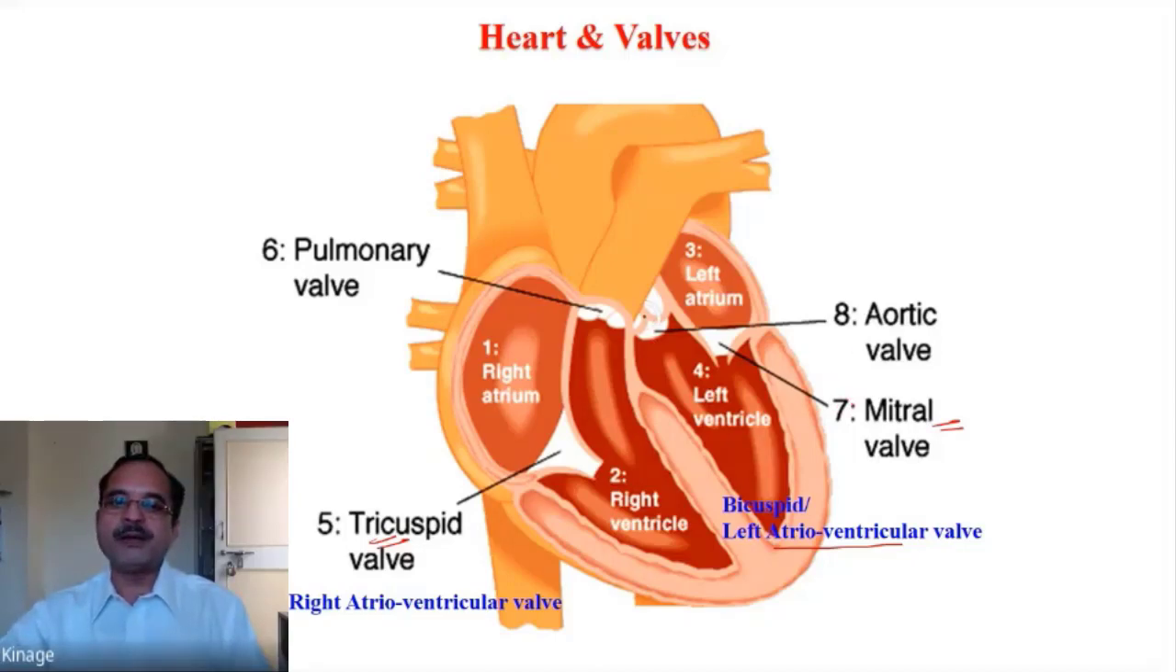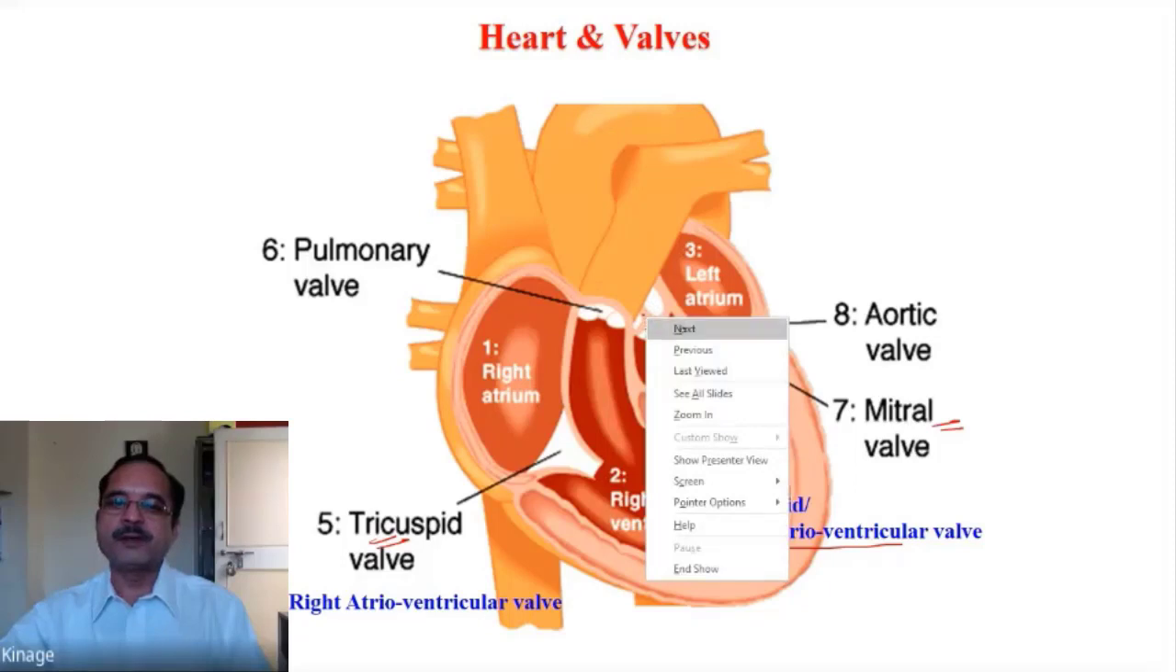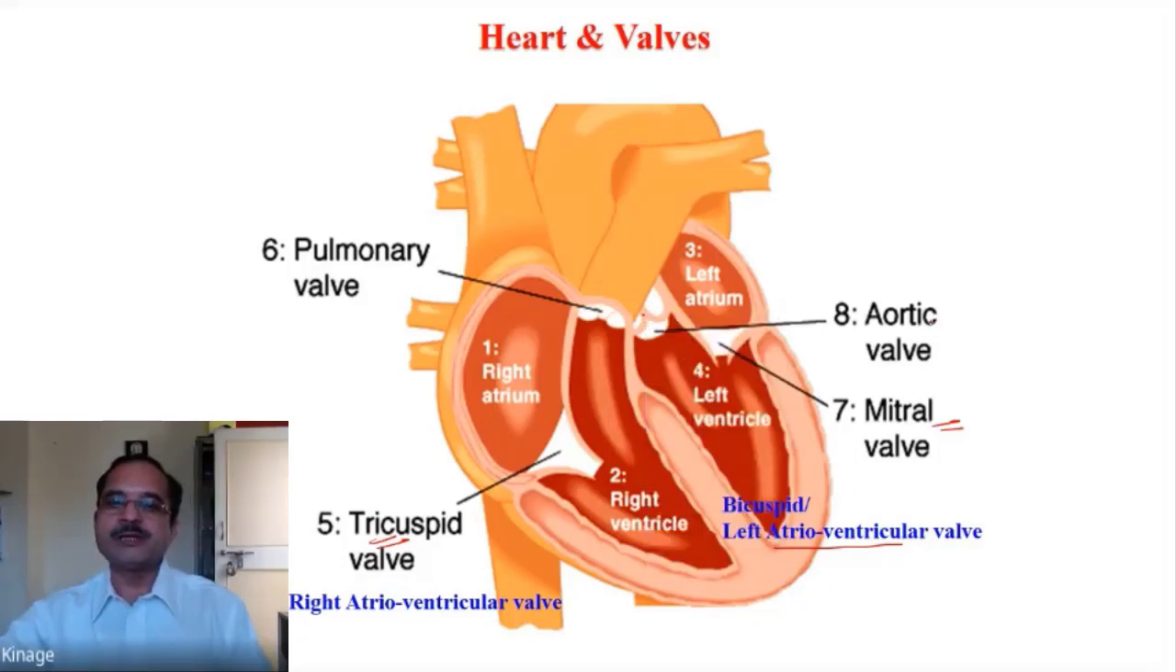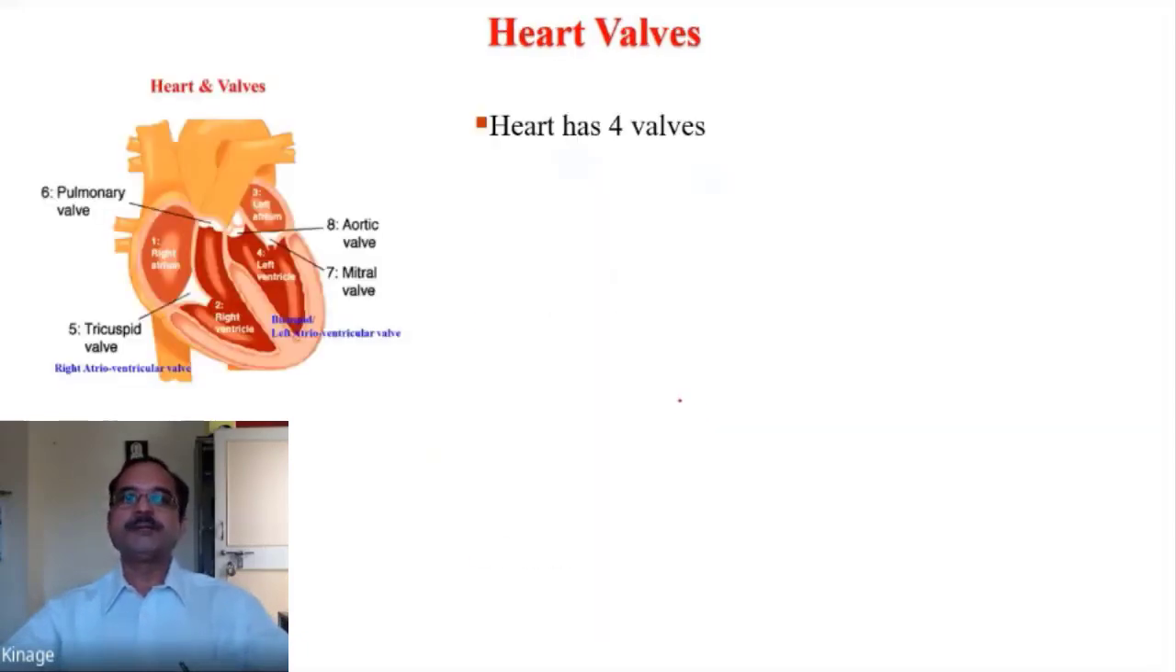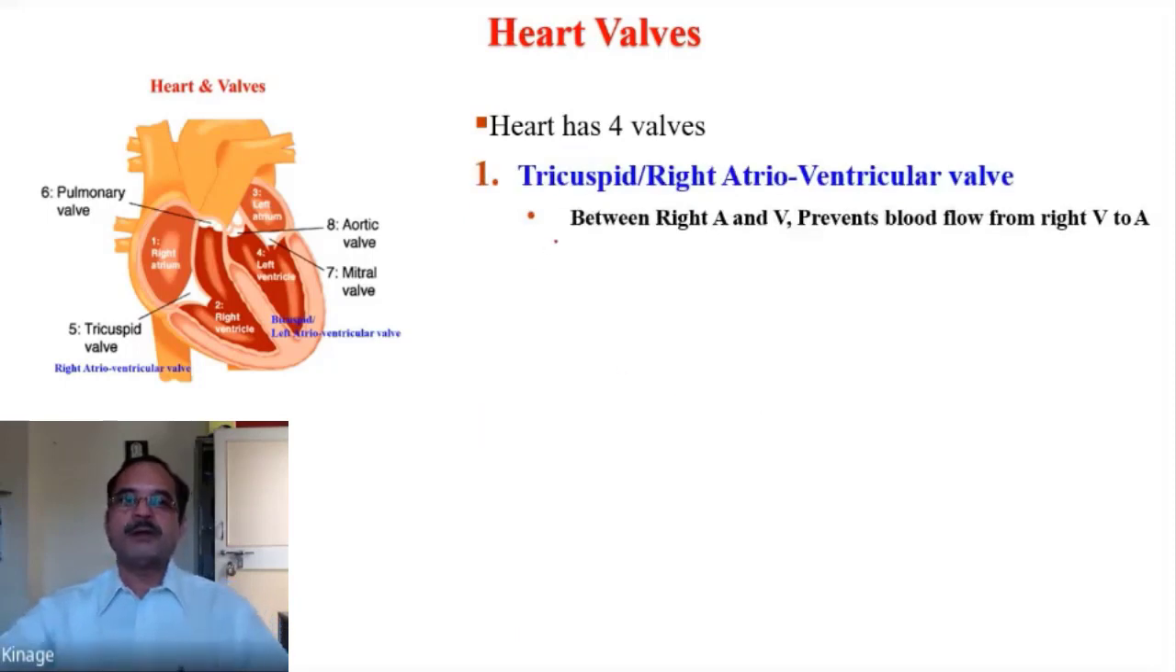From the aorta, blood enters inside the ventricle. So there is an aortic valve. So pulmonary valve, aortic valve. These two valves are connecting the heart with the arteries and the veins. And this tricuspid valve and bicuspid valve, this is between atriums and the ventricles. Okay. So tricuspid valve, it is also called the right atrioventricular valve.